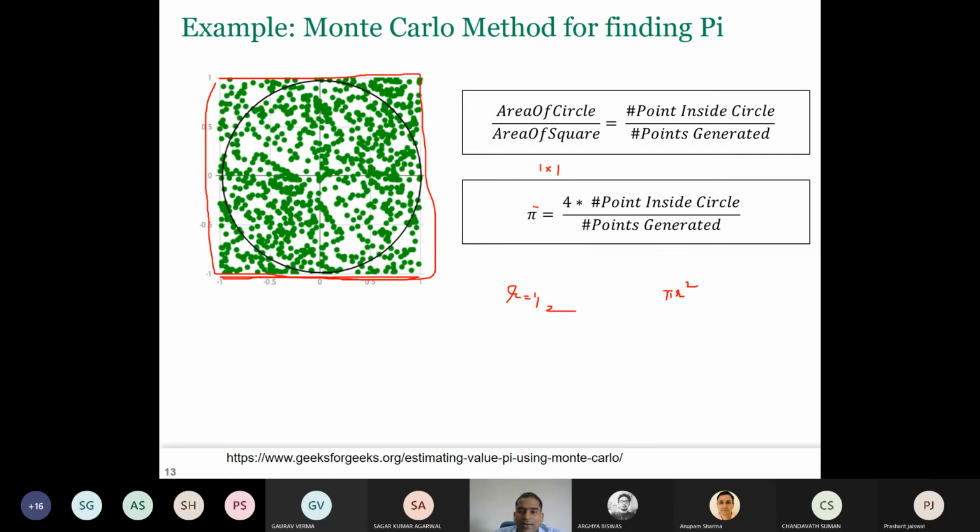So now with this you can replace the value of pi. So if you do this experiment, you can get an estimate of pi. So whole idea is we are using Monte Carlo method for finding the value of pi. Okay, so this is the value of pi you get by pi equals to 4 into number of points inside circle divided by number of points generated.